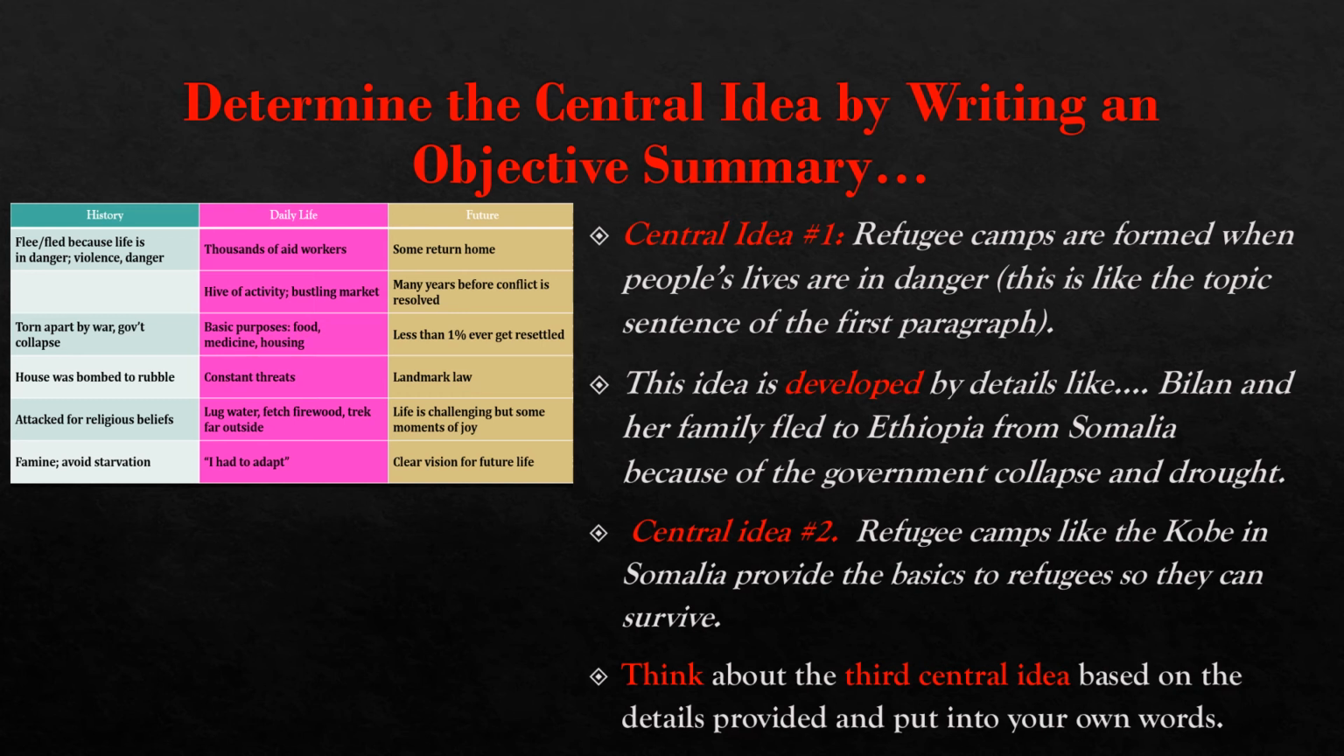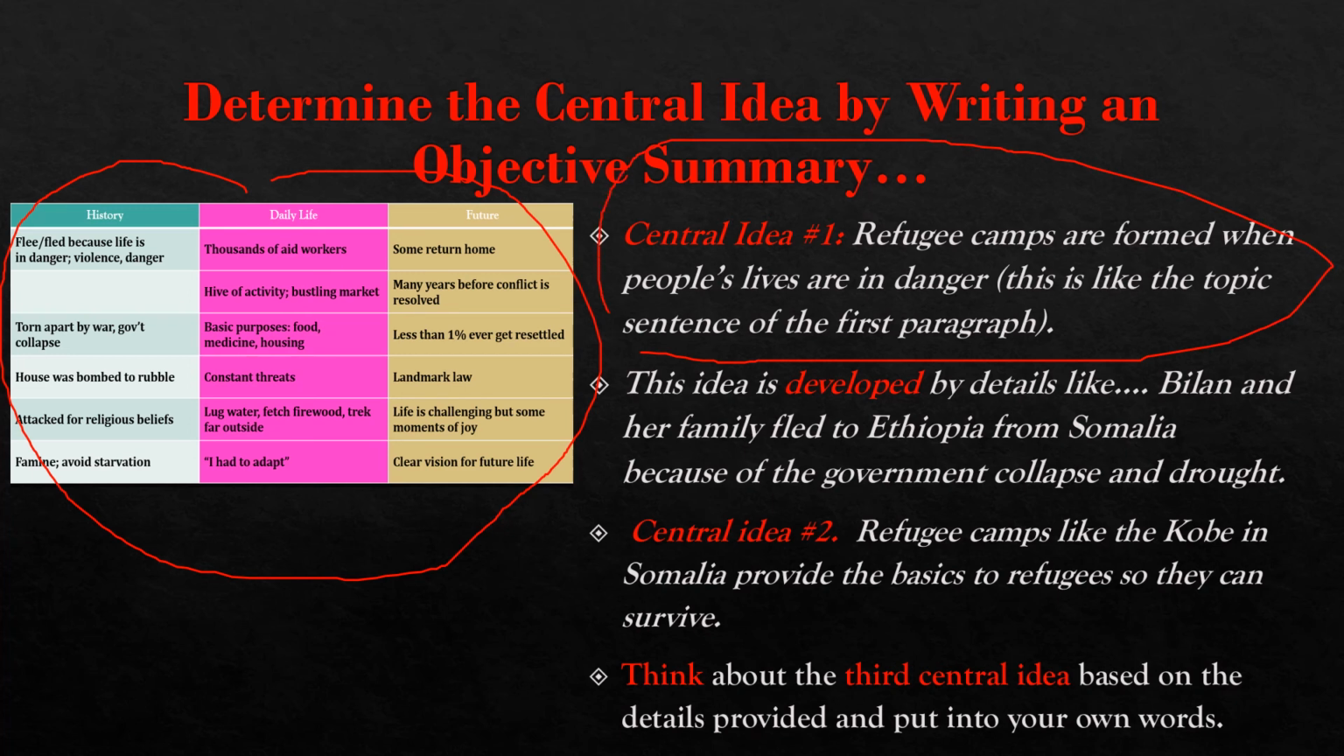Okay, so I've taken some of my details here in my chart. I'm just using some of these details that I pulled out, and I'm going to put them into my sentence stems to form central ideas. My first central idea right here. Central idea number 1, refugee camps are formed when people's lives are in danger. This is like the topic sentence of the first paragraph. Okay, this idea is developed by details like, I'm pulling it from over here in my chart, Bilal and her family fled to Ethiopia from Somalia because of the government collapse and drought.